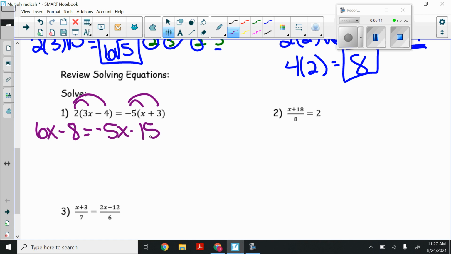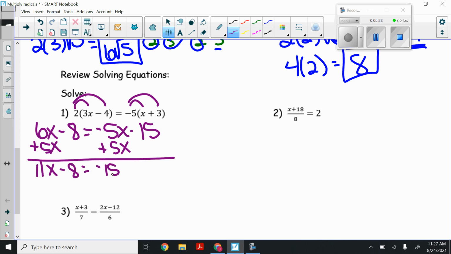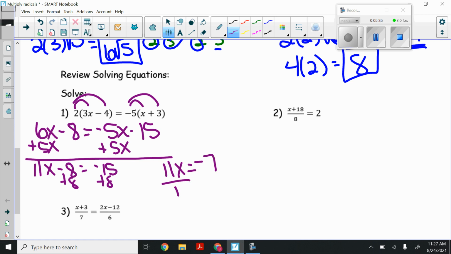I'm going to get all of my x's on the same side, so I'm going to move my negative 5x over. I'm going to do that by adding 5x. Now I have 11x minus 8 equals negative 15. I need to move this negative 8 over, so I do that by adding 8. So then I have 11x, so negative 15 plus 8 gets me a negative 7. Divide by 11.